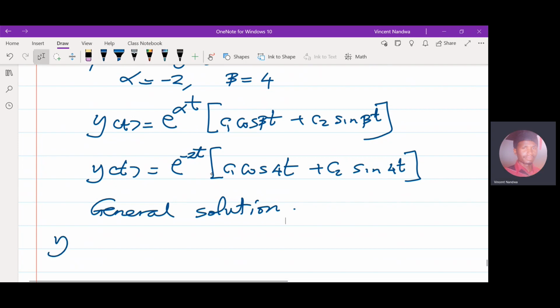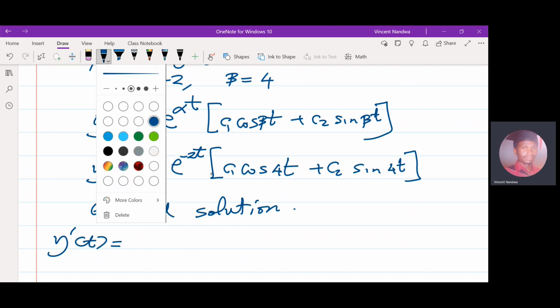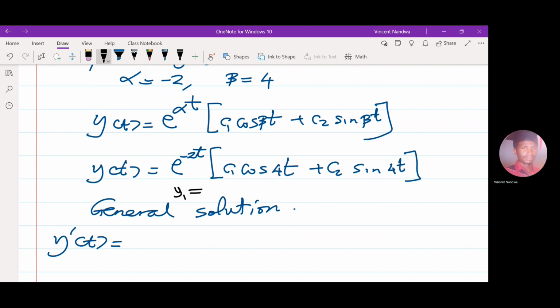So what is the derivative of this function? We use which rule? Product rule. So u prime. But if you are to fish out the y1 and y2, what is y1 in this question? Y1 will be e raised power -2t cosine of 4t, and y2 will be e raised power -2t sine of 4t. Correct.